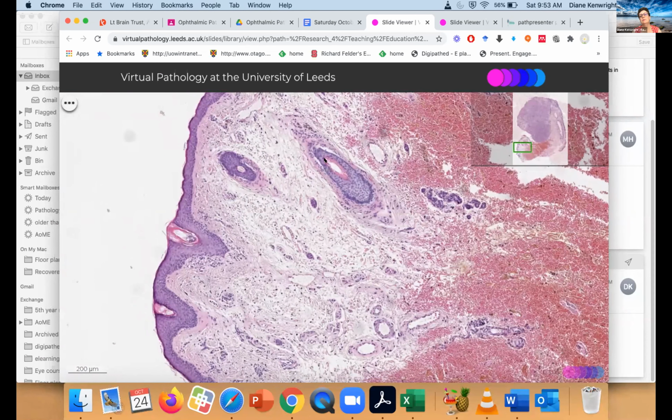Okay. And the other thing is, would a Merkel be making all this brown pigment, Diane? No, it wouldn't. Here's some brown pigment. Brown pigment was actually relatively hard to find. Yeah, and some bits there are. And they're actually in the malignant cells as well as melanophages.